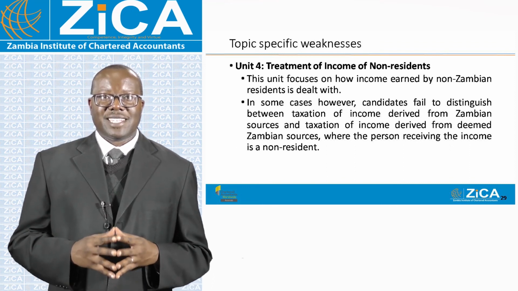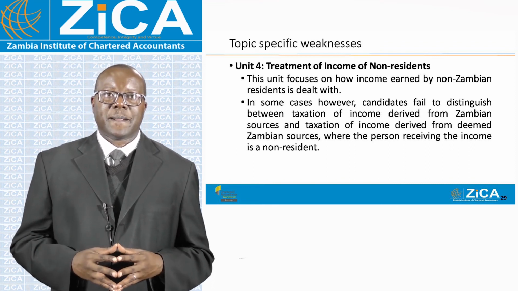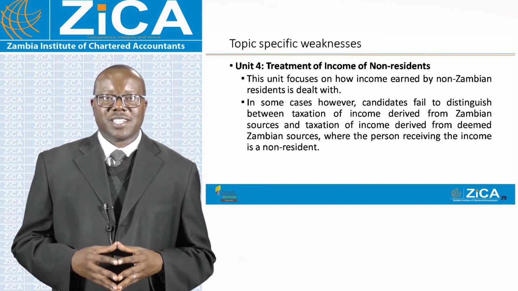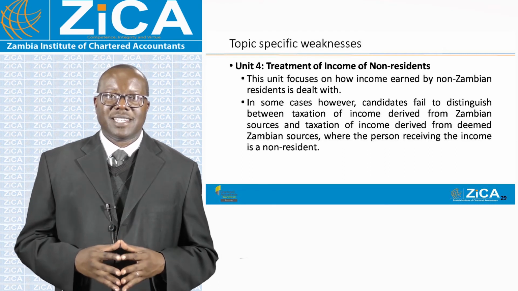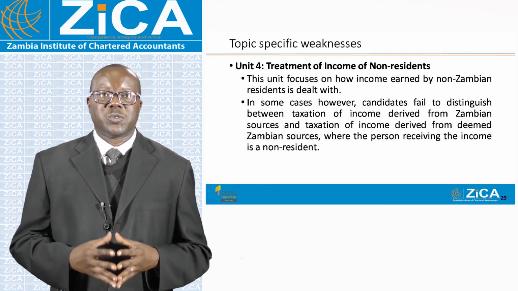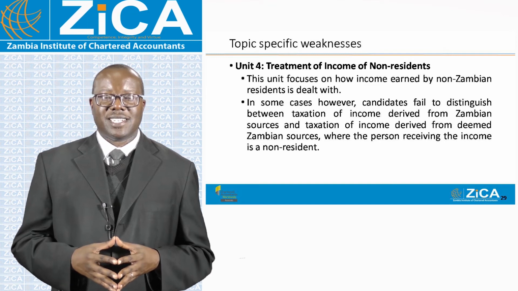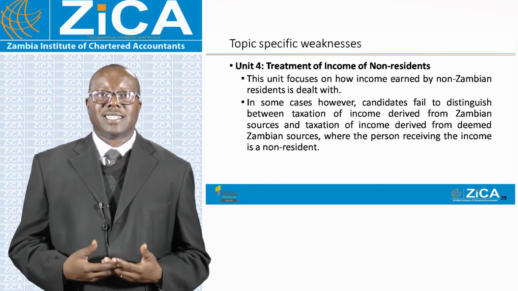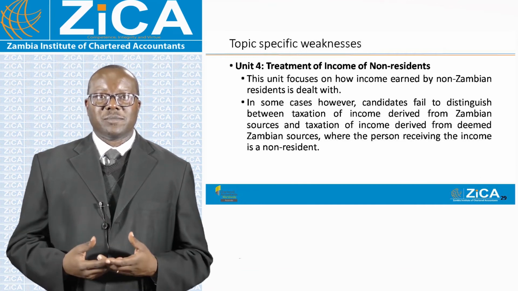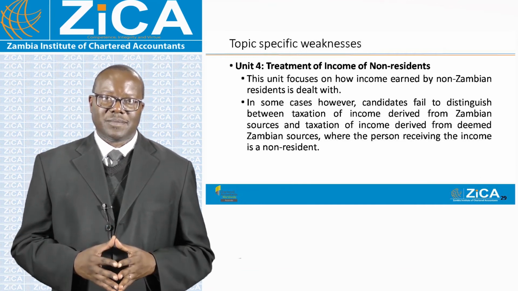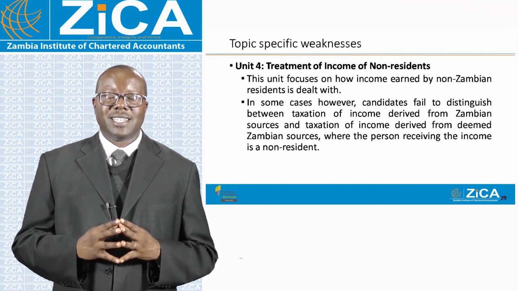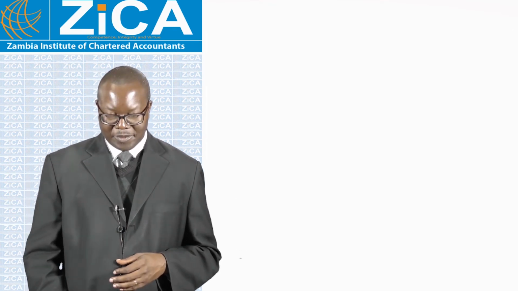If the income has a deemed Zambian source and that income is not received by a resident person, that income is not subjected to tax. The non-resident will not be subjected to tax on income that is derived from a deemed Zambian source. The source of the income must be a Zambian source.